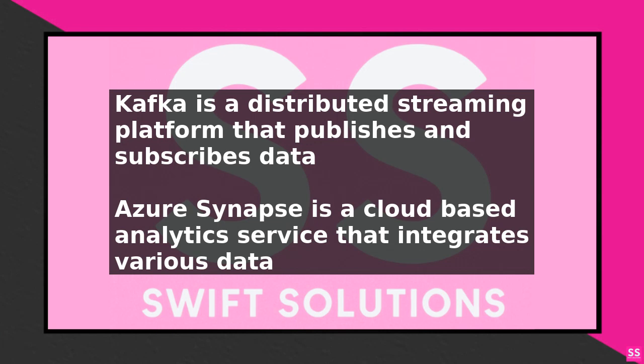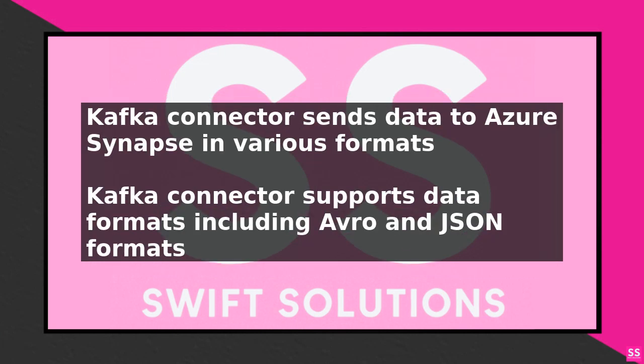Step 3: Configuring the Kafka connector. To configure the Kafka connector, you need to specify the Kafka topic and the Azure Synapse table where you want to ingest the data. You also need to specify the data format and the authentication method. The Kafka connector supports various data formats including Avro and JSON.